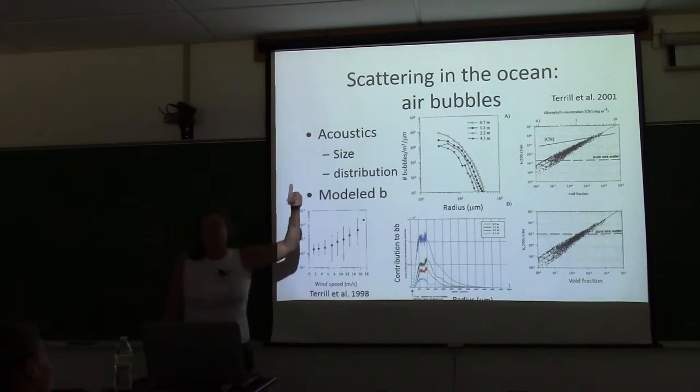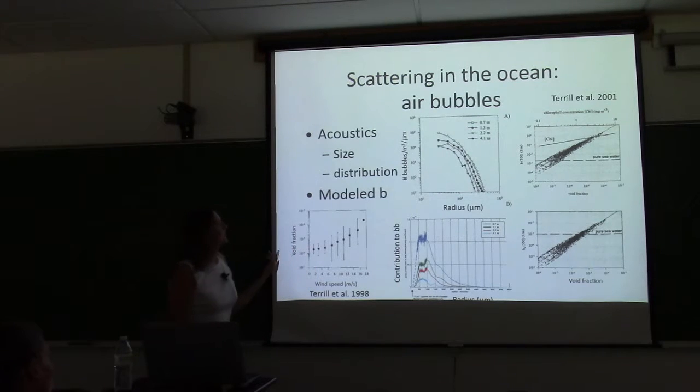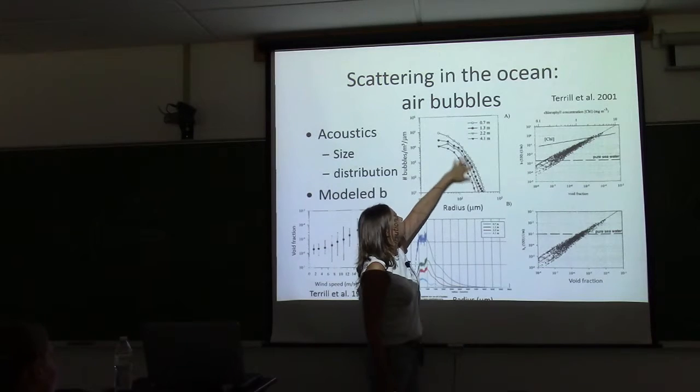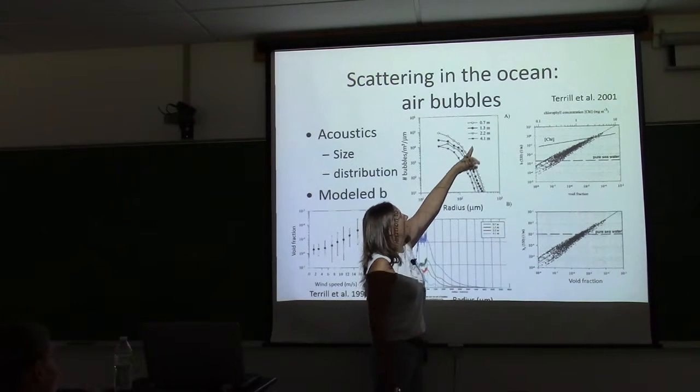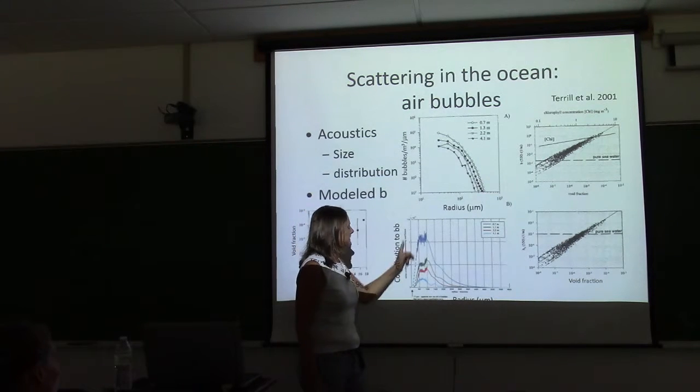You know the index of refraction of the bubble, right? It's air relative to water. So you can do a really nice job modeling what the scattering will be. Here's the size distribution of the bubbles that were at various depths in the ocean. This is where they looked at the contribution to backscattering by bubbles of various sizes.